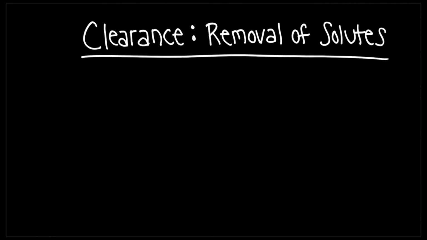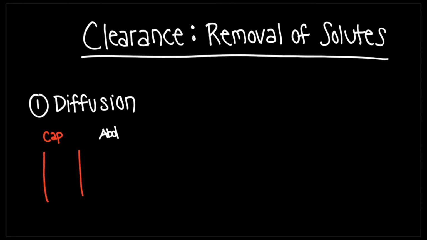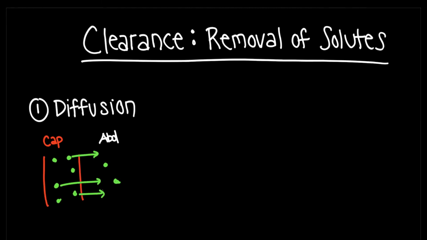Now let's talk about the other main concept involved in PD, which is clearance, or the removal of excess solutes. We can break down clearance into two methods, the first of which is diffusion. In diffusion, particles move down their concentration gradient. During PD, urea and other electrolytes will move from areas of high concentration, which is the peritoneal capillaries in this case, into areas of lower concentration, which is the peritoneal dialysate, via diffusion and then be removed from the body. The larger the molecular weight of the solute, the slower it diffuses across the membrane. This explains why urea is cleared much quicker than creatinine.